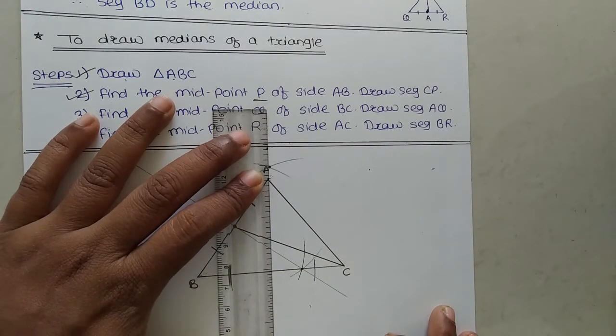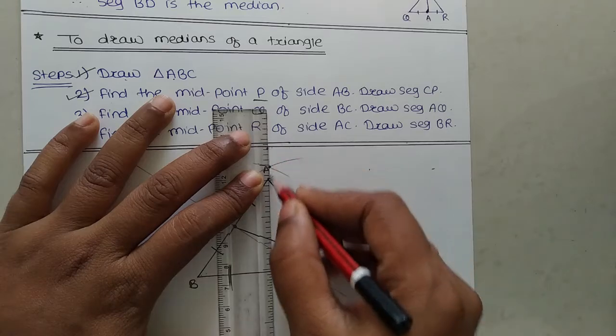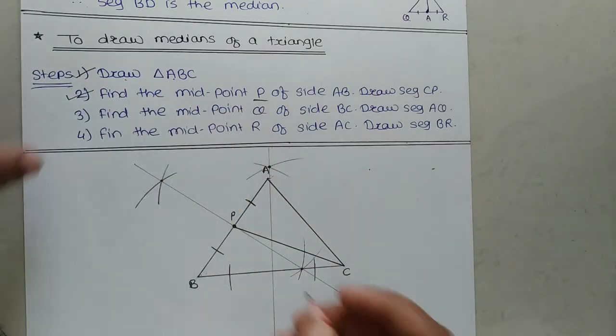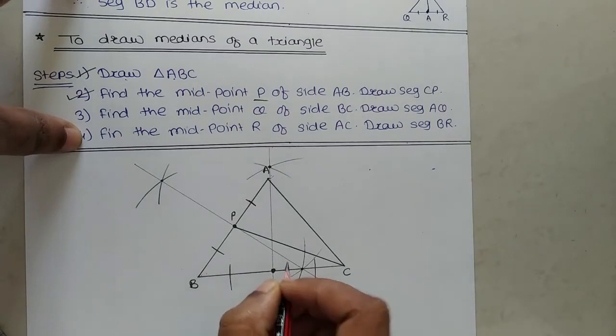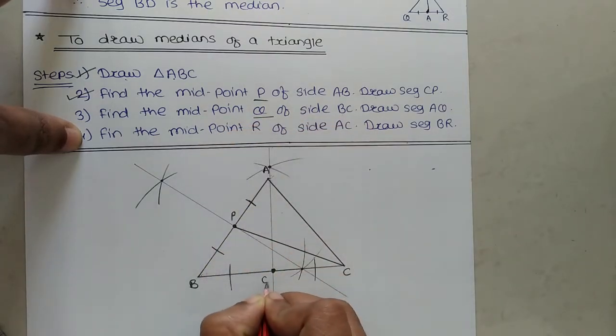Draw the line. Okay, so this one is the midpoint of BC. This one is what? Midpoint of BC, which is named as Q here.